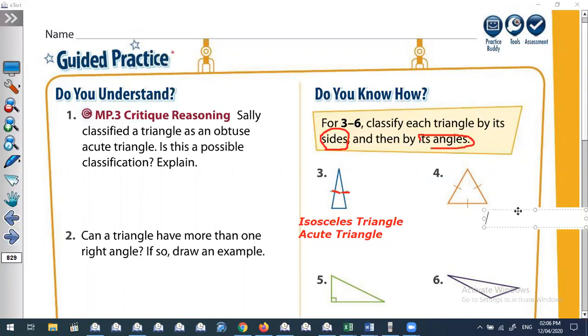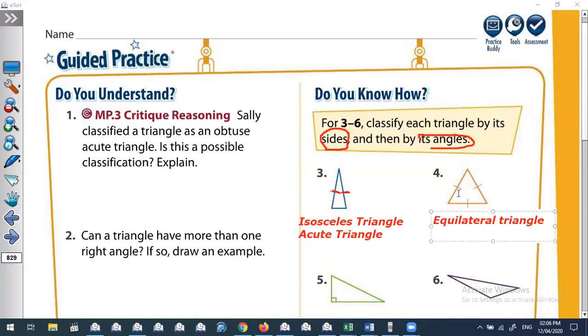The next one, in this triangle we have 3 sides equal, so it's called equilateral. Equilateral triangle. What about the other type according to the angles?